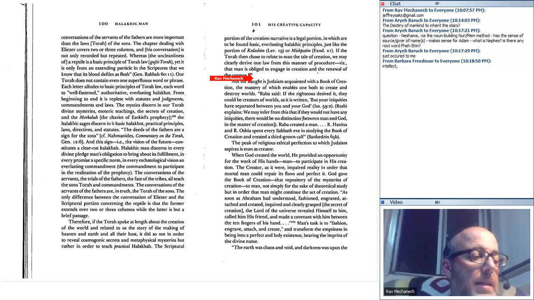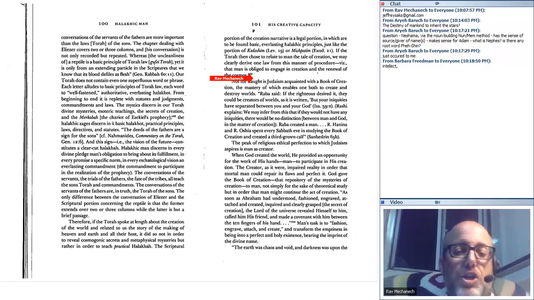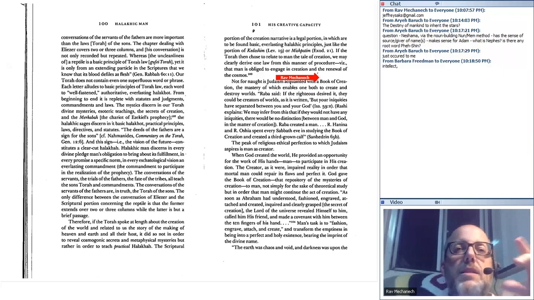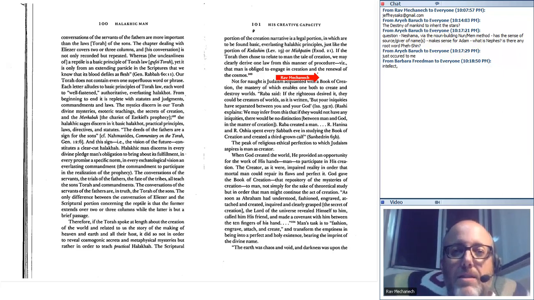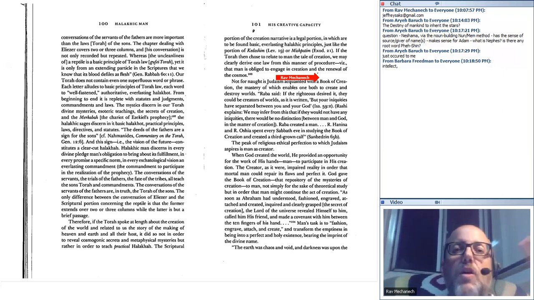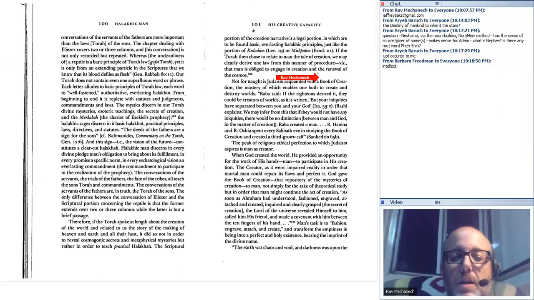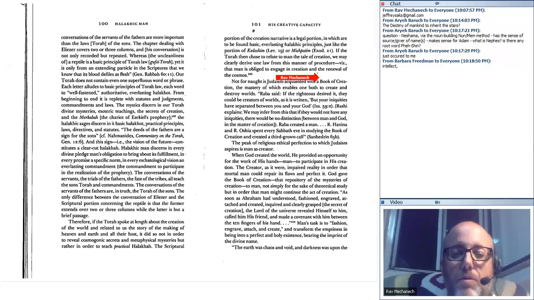Not for naught is Judaism acquainted with the book of creation. So here he's making a kind of play. The Sefer Yetzirah, the book of creation, is a significant Kabbalistic text, a very early and significant Kabbalistic text. But here he's not referring to that Kabbalistic text. He's talking about the Sefer, quote unquote, Yetzirah, the book about creation, which is Sefer Bereshit, the master which enables one both to create and destroy worlds.